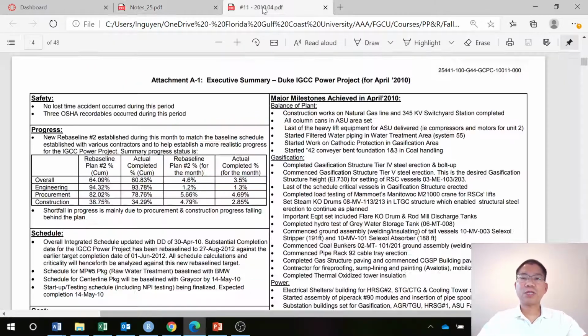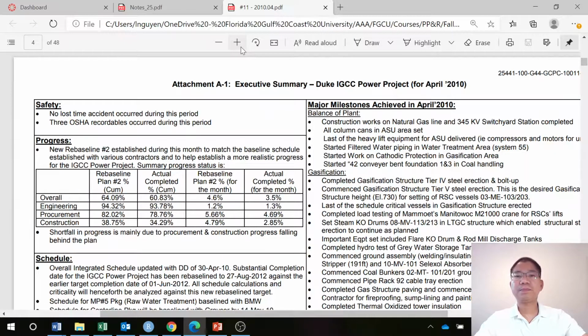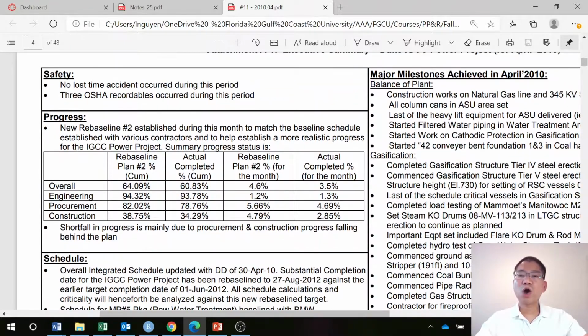For project control, I just give you one example here. You can see, when we talk about percent complete, etc., what a real-life project looks like. This is the Duke Energy IGCC power plant project in Edwardsport, Indiana. So as you can see, we have the report, and then overall you have the actual completed and the baseline plan completed. So we are able to know how much we are behind or ahead of schedule.